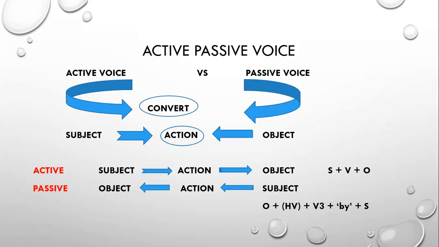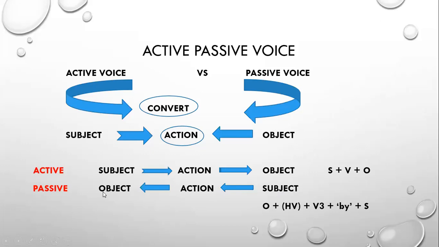And another case is where we just want to give importance to the action itself. For example, solar panels are being planted in Punjab, right? Here we are concerned about the solar panels being planted. We are not concerned about the subject. We don't know who is going to plant them. So we are just concerned about the action. That is why we use passive voice.